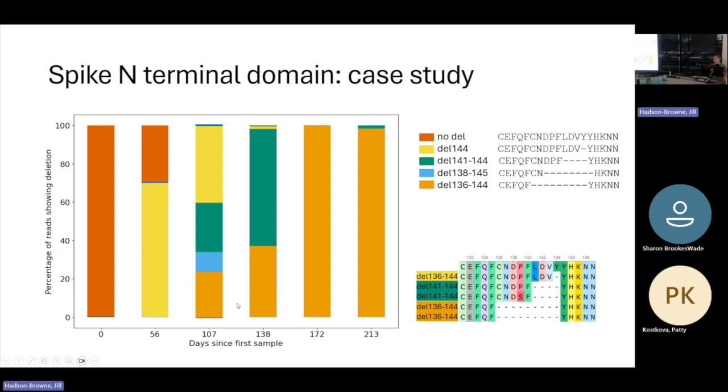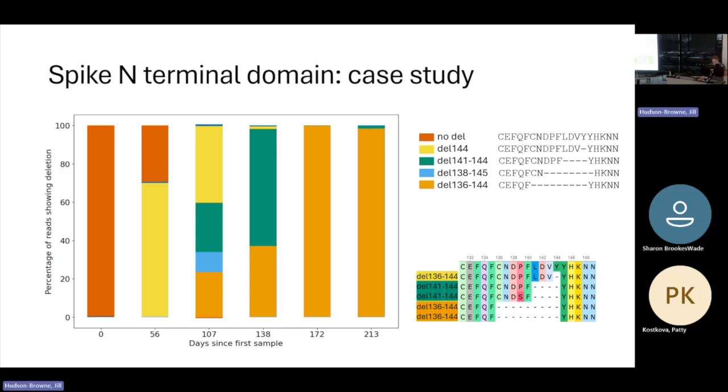We then see that del 136 to 144 seems to win out against the other ones. It becomes the dominant variant. So we hypothesize that the spike N-terminal domain during this persistent infection is evolving due to antibody escape.